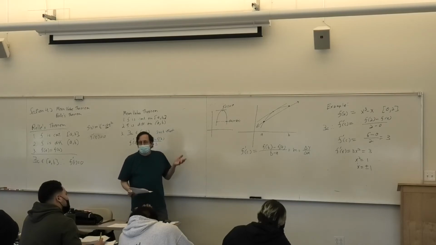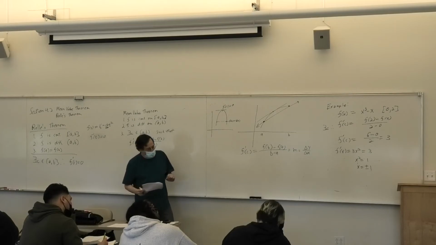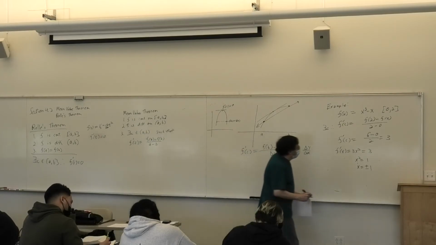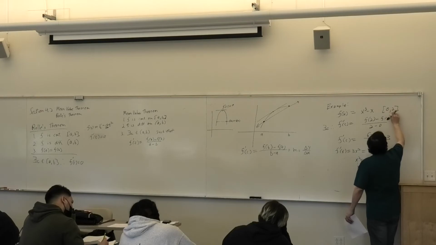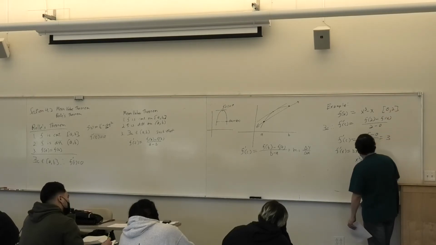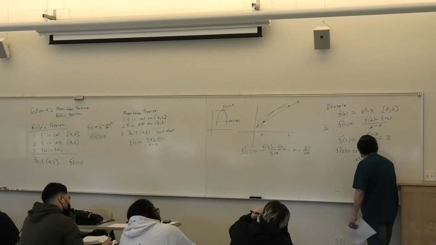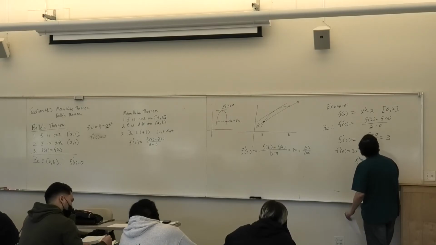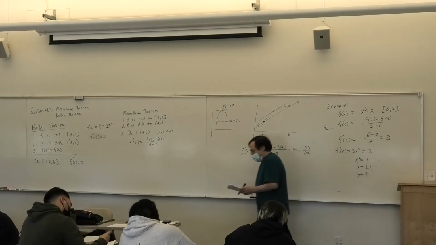Just like Rolle's theorem, the theorem doesn't say there's only one such c. It says there's at least one such c. Oh, but wait a minute. We were interested in just this interval, 0 to 2. So it's just the positive one. The negative one isn't on that interval.